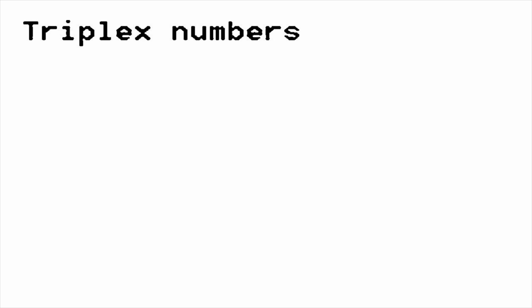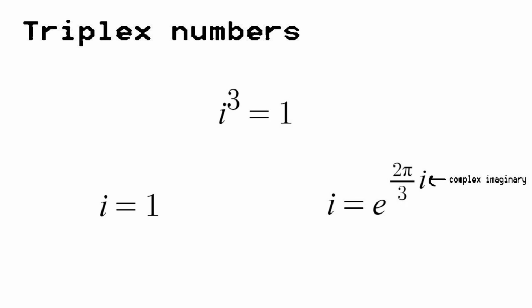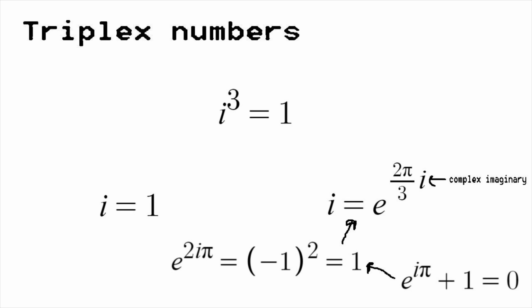Considering that in the triplex numbers, i to the third equals 1, there are again two instincts for solving this. The first is to say that i is the real number 1. Simple enough. The second is to say that the triplex i is equal to the complex e to the 2 pi over 3 times i, since by Euler's identity, e to the 2 pi i equals 1. Both of these lead to trouble, though it's less obvious how.